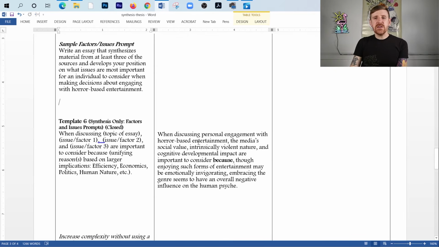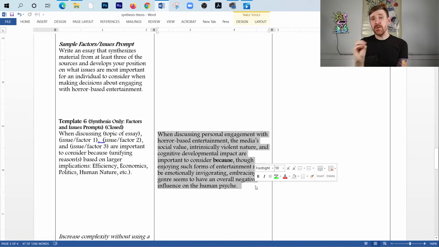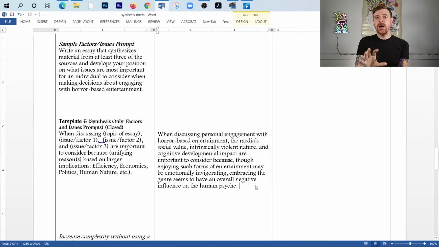But if you notice, here's how this actually looks on this side. Okay, you will still see that I have a position in my own argument about horror-based entertainment. But here's what it looks like. It says, when discussing personal engagement with horror-based entertainment, the media's social value, intrinsically violent nature, and cognitive developmental impact are important to consider because, though enjoying such forms of entertainment may be emotionally invigorating, embracing the genre seems to have an overall negative influence on the human psyche.